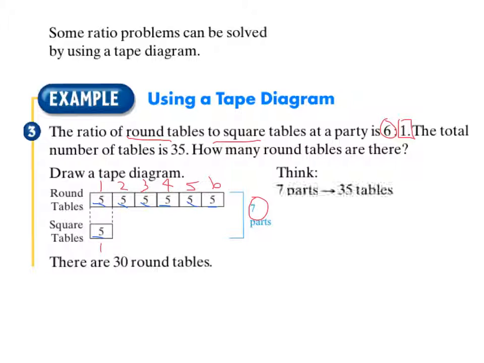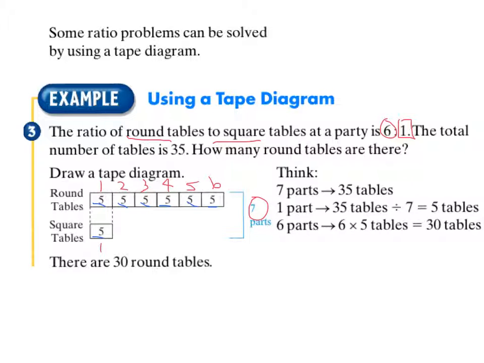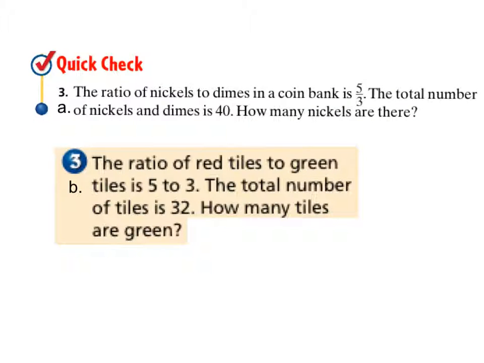To think it out, say 7 parts of 35 tables. 1 part of 35 tables is going to be 35 tables divided by 7 to get it down to 1, which would be 5 tables. So 6 parts, 6 times 5 equals our 30 tables. Pause the video and do these 2 in your notebook.